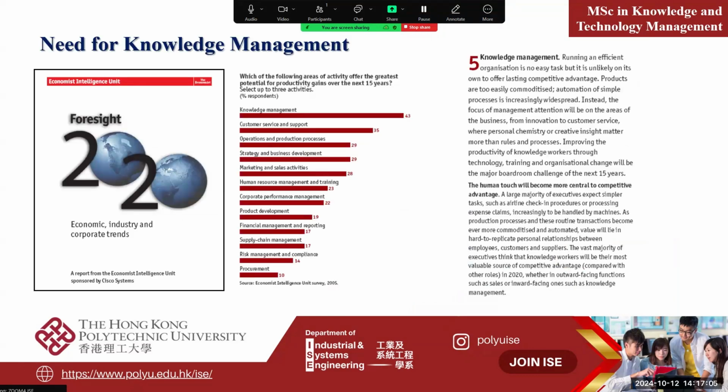You may see in this diagram, if people do a survey about how important knowledge management is in the enterprise, knowledge management is in fact very important for a lot of enterprises, especially for large enterprises in the world like Huawei and Siemens, and different kinds of companies. They have their own dedicated team to manage their knowledge, because managing knowledge to sustain the business is one of the important things for a lot of enterprises. So this is why we designed a program with that.